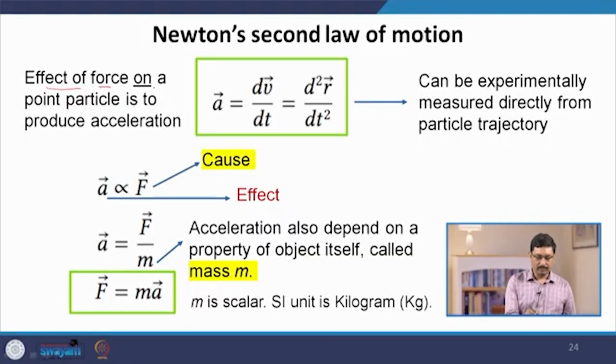What does Newton's second law of motion say? It says that the effect of force. We all have an intuitive understanding from our experience of what a force is. So, the effect of force on a point particle is to produce acceleration. This is the statement of Newton's second law of motion. Now, note that acceleration is a vector which measures the rate of change of velocity with time, and in turn it can be written as the second derivative of position with respect to time.